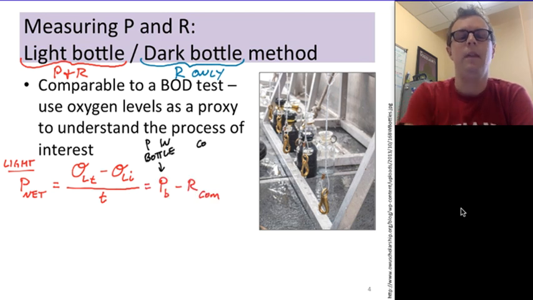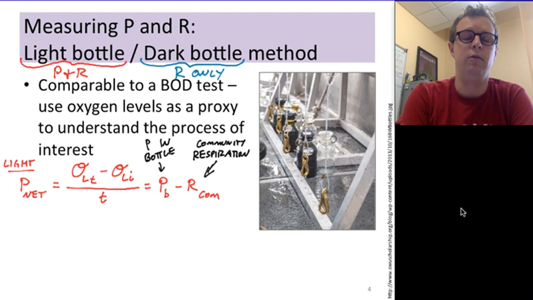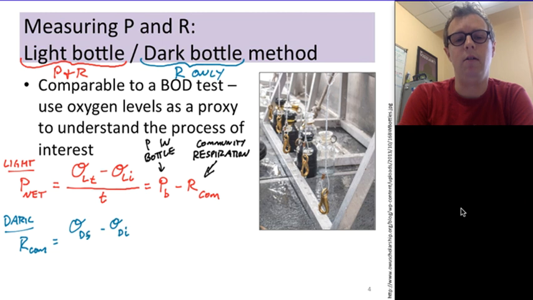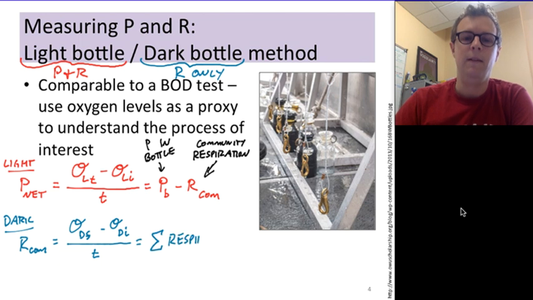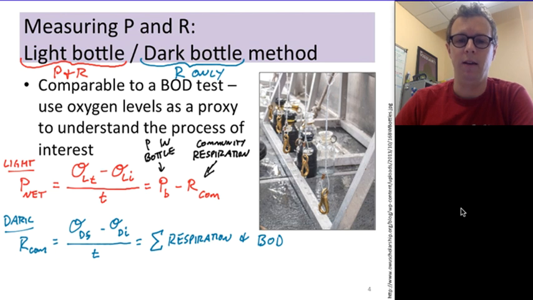And the idea here is that the net change is going to reflect the gross photosynthesis in the bottle, PB, minus the respiration that occurred inside of that bottle, R community. Now, you've also got a dark bottle that lets you make an estimate of that community respiration. And so again, you're using the change in oxygen through time to estimate community level respiration. That's all the different activities that are going on inside the bottle. So that's both the respiration process and the decomposition of organic matter that gave us BOD.